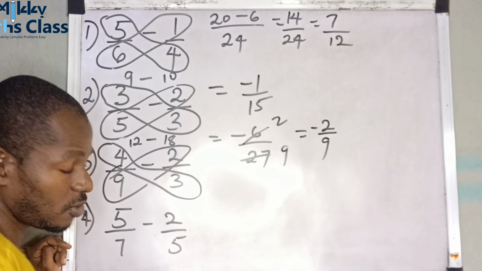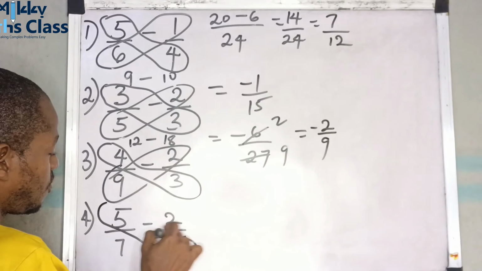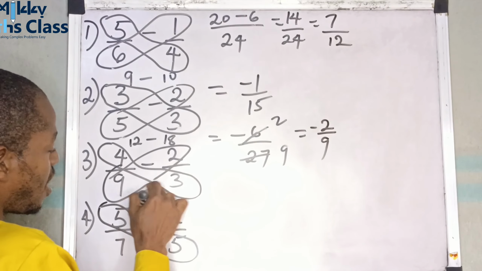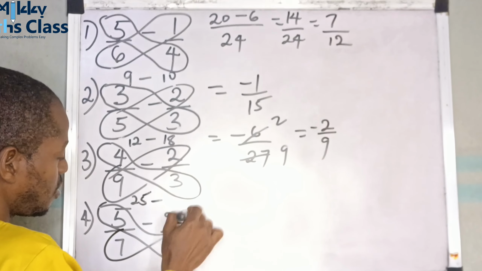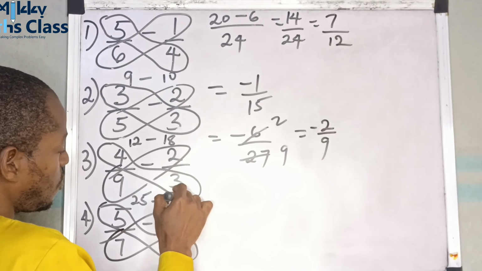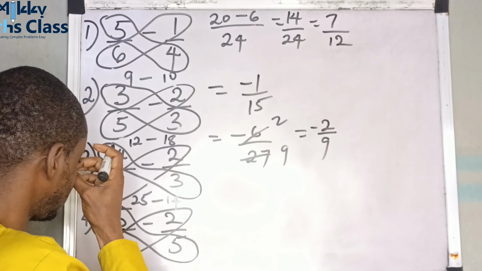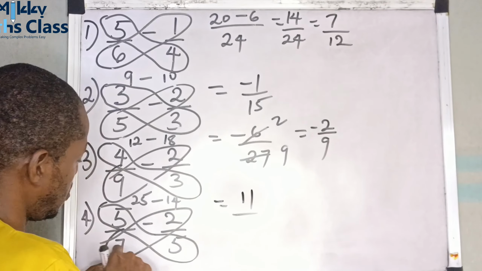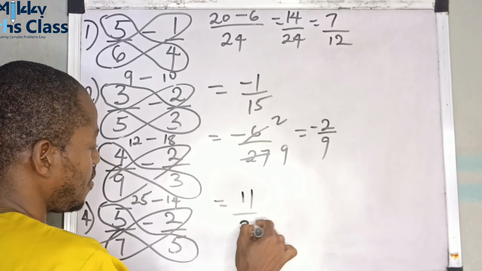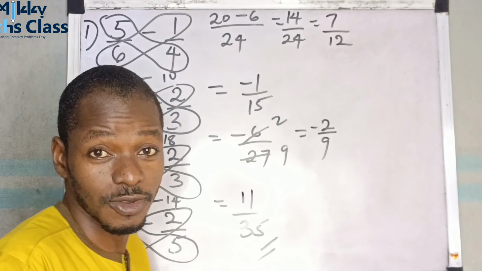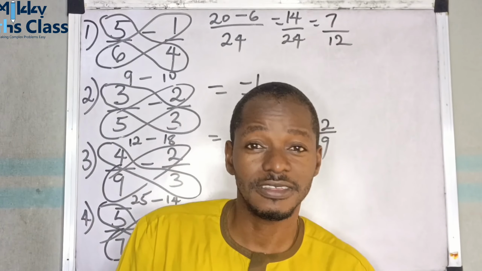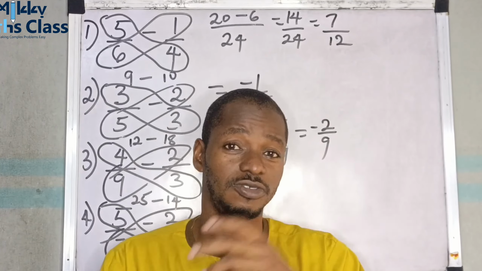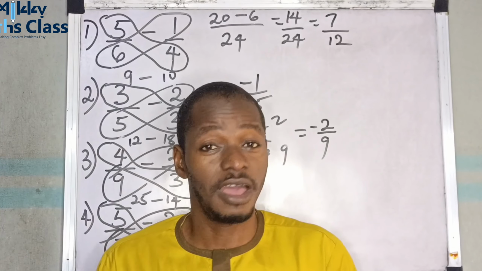And the last one, but not the least, you have 5 times 5, which is 25, minus, you have 7 times 2, that's 14. So this is 11 over 7 times 5, 35. And that's all. I hope you have learned in today's class. When you have a question like this, just use the butterfly method to solve it and you are good to go.